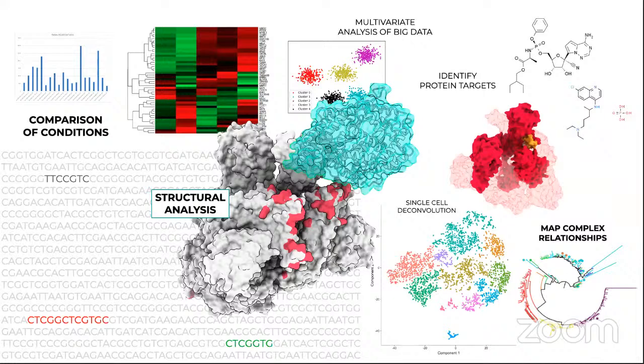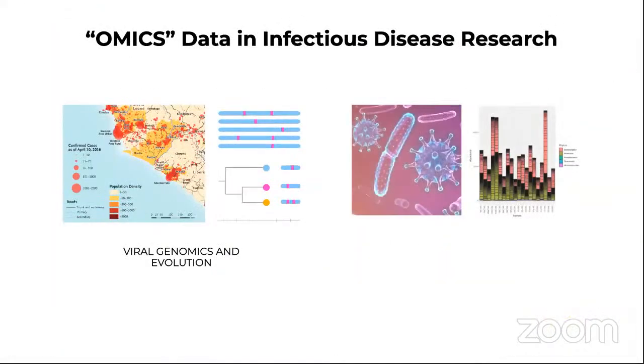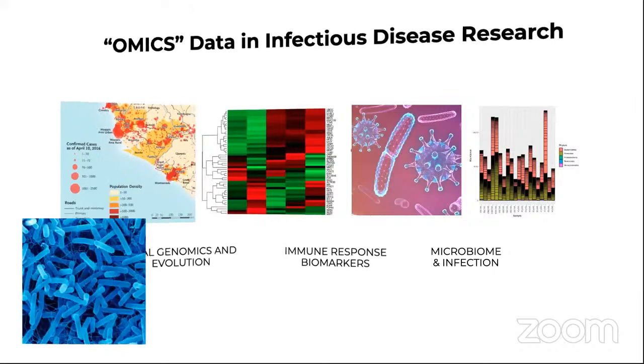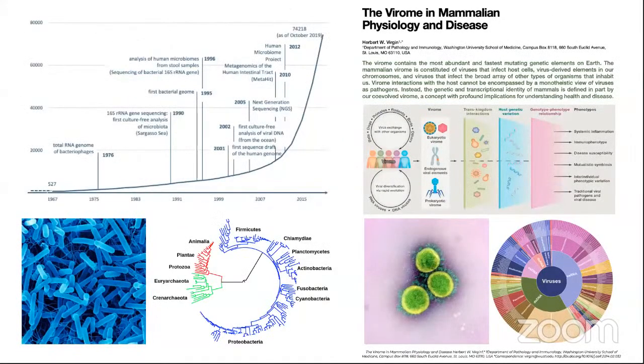And so what we want to do in this training program, that we're going to describe in just a few more minutes, about how this program is going to be organized, delivered, and how all of you can register, we would like to focus on a few different types of infectious disease data sets. And that includes viral genomics and evolution, immune response and biomarkers, and the microbiome and infection. And in fact, if you look at this kind of data, you will see that a lot of such data really contextualizes what we already know.